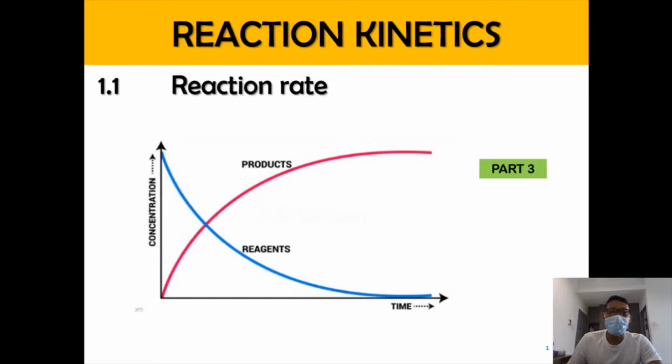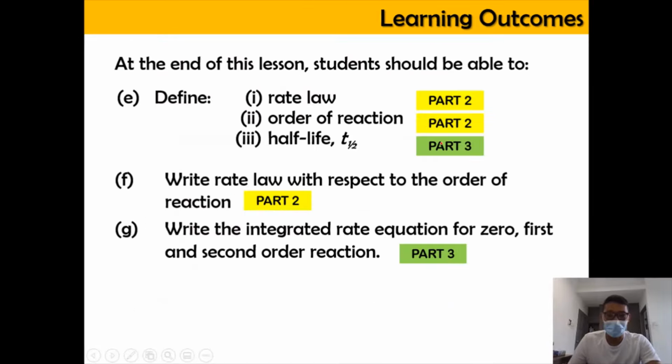We are still in chapter 1, which is reaction kinetics, but we are on subtopic 1.1 reaction rate, part 3. So if you haven't watched part 1, please watch it now. In this video, we're going to learn what is meant by the integrated rate equation for zero, first and second order reaction. We're also going to look into the definition of half-life, which is T1/2.